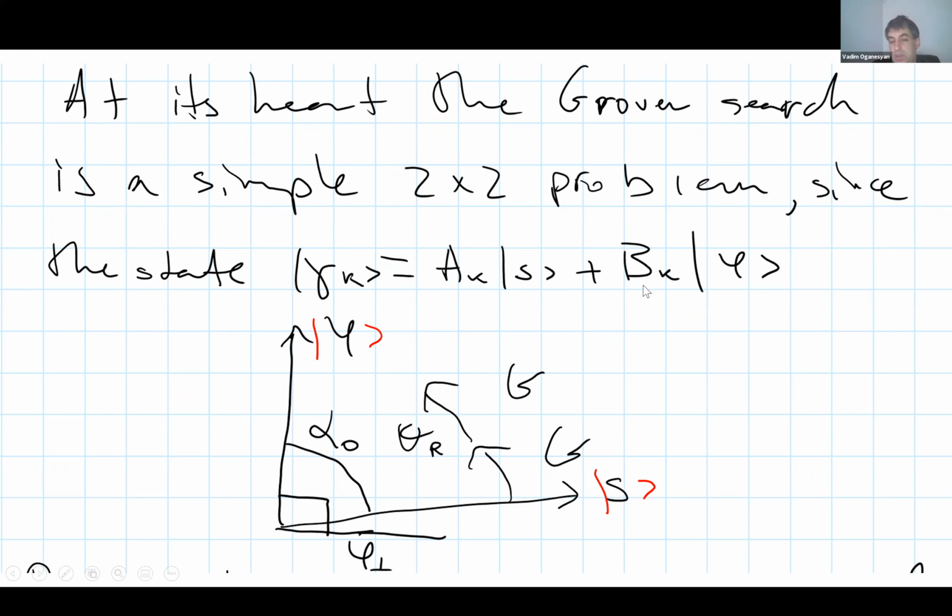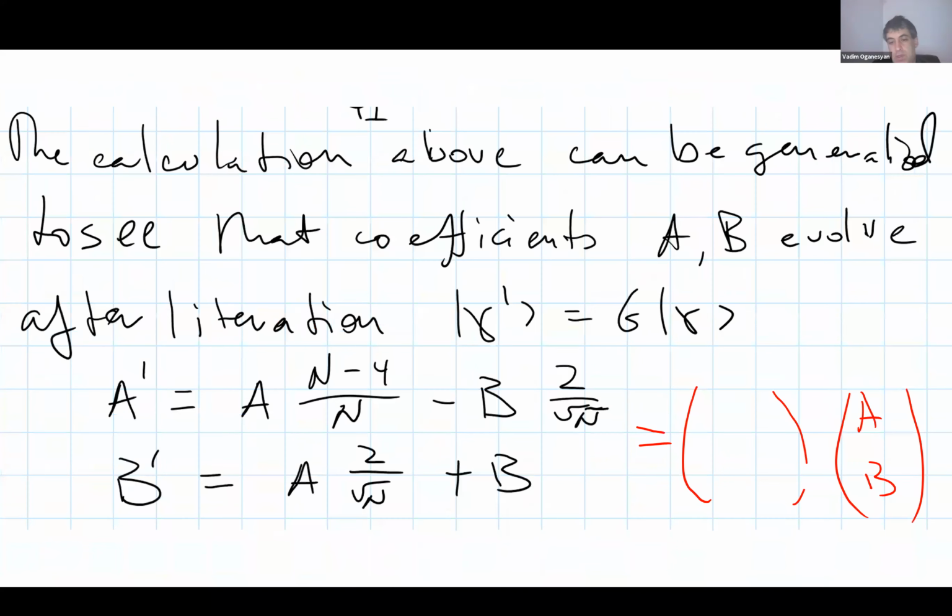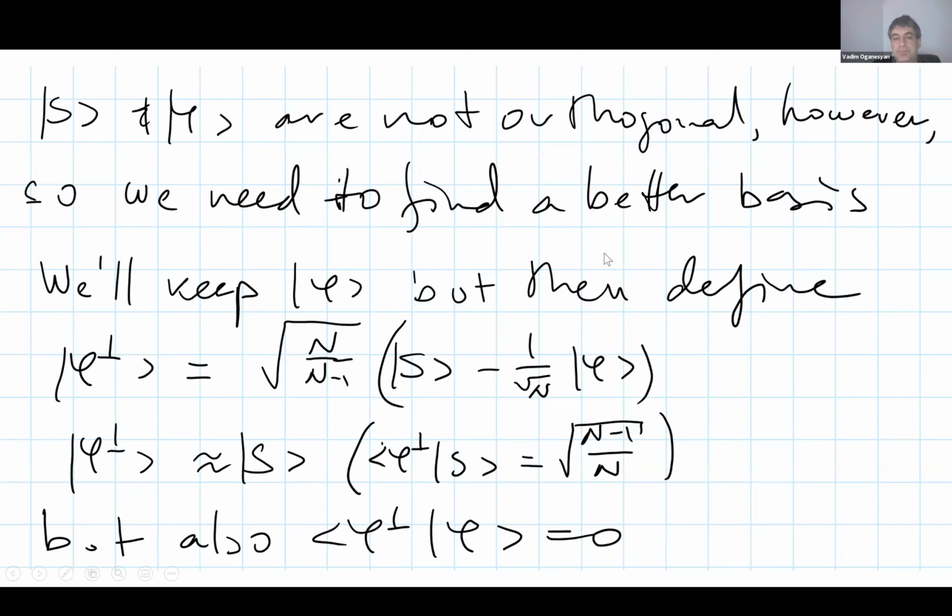Now, A and B, again, I already emphasized that A and B are coefficients of these two vectors, which are not orthogonal. They're normalized, but not orthogonal. So this is not a good representation. The problem, we want to find a better orthogonal representation of the problem. Okay. I keep saying this.